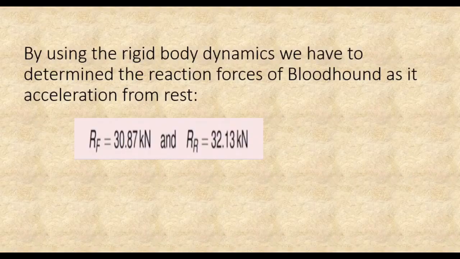So by using rigid body dynamics, we have to determine the friction force of the blunt hump as it accelerates from rest, and we've also determined the acceleration. Something you just need to note is that the axis by which we applied Newton's second law for rotation did not matter here, since our rotational acceleration is equal to 0.